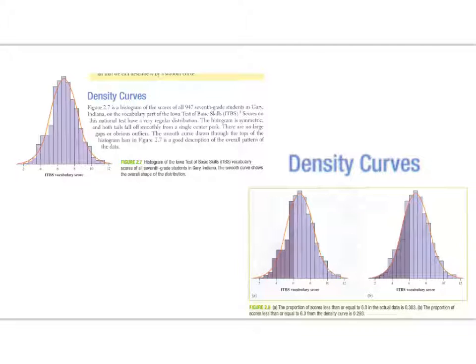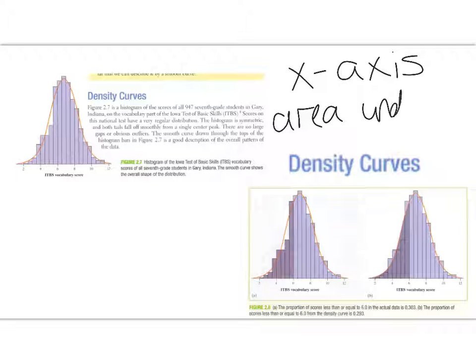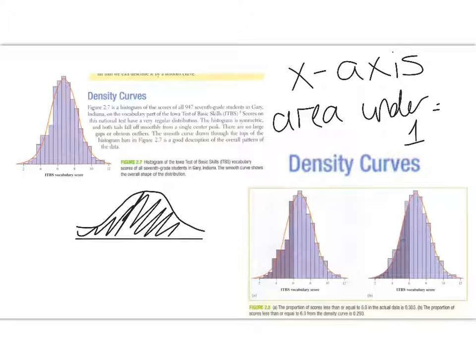So some characteristics of a density curve is that it is always on or above the x-axis. Okay, and a density curve has an area under it that is going to be equal to 1. What we mean by that is if I had a curve here and I shade the area underneath it, that area there is going to be equal to 1.